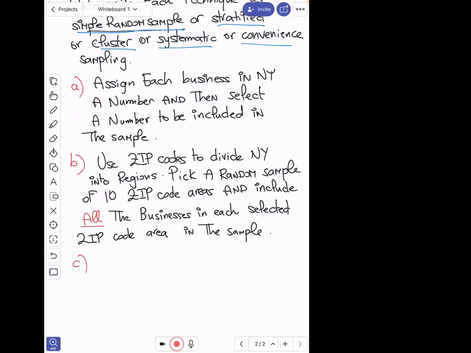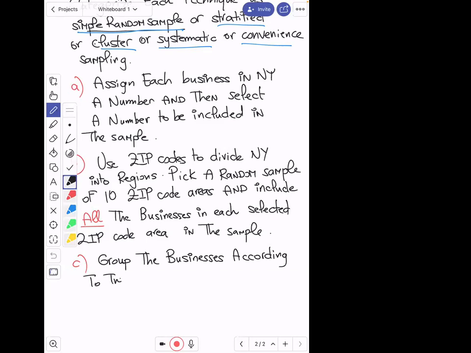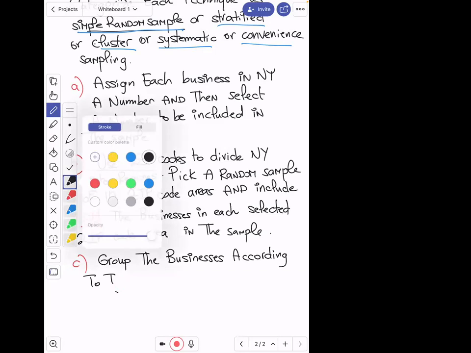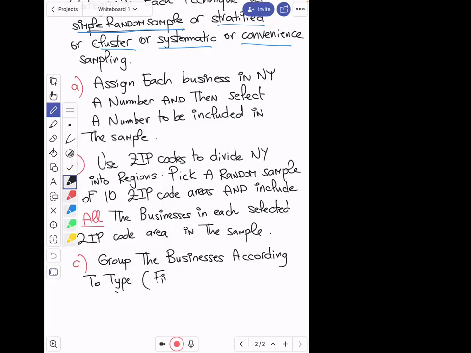So in C, I'm going to again divide the businesses, actually this time I'm going to use the type of the business. So in C, I'm going to group the businesses according to the type. For example, financial businesses, and then you have construction businesses. So here I'm going to divide the businesses into subgroups according to the type: financial, construction, what else? Medical businesses, etc.